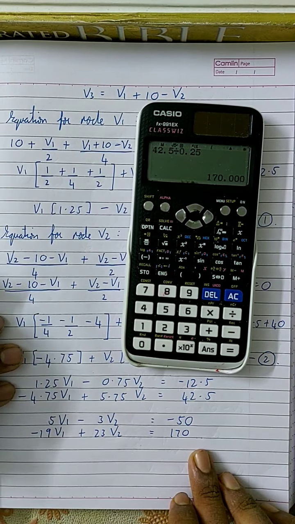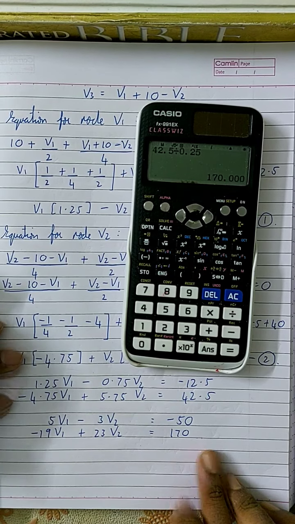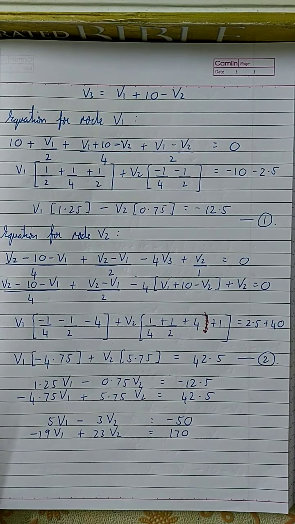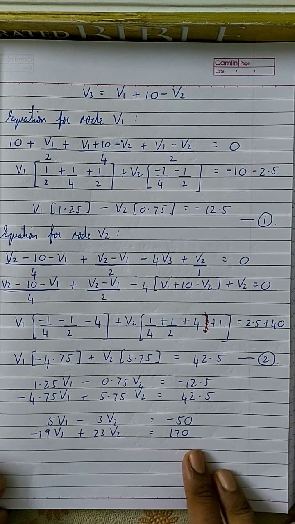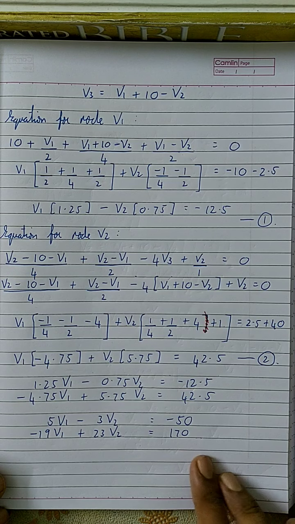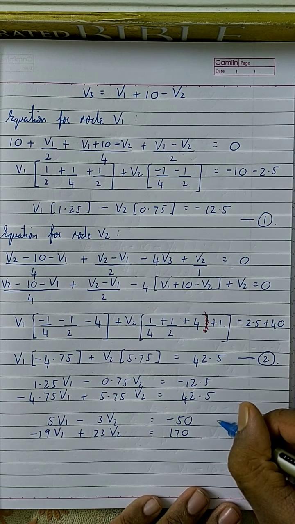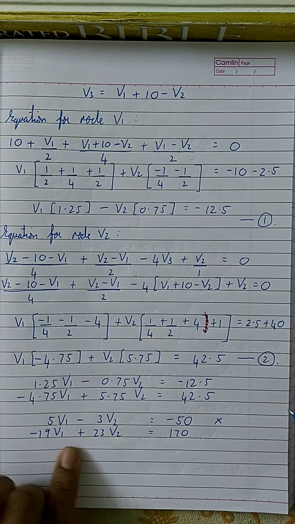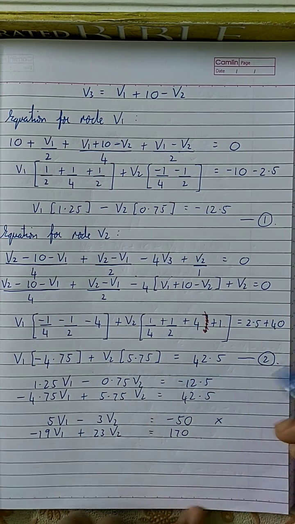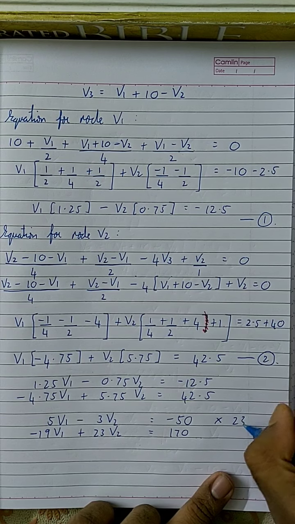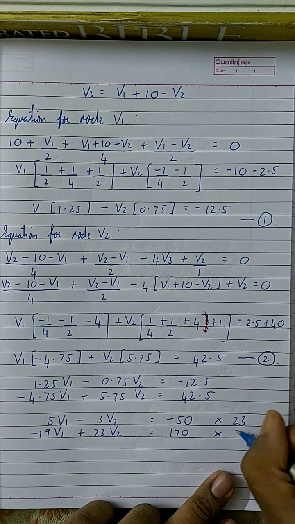I think this is much easier, right? Dividing it by this value is much easier. So now I think you can solve this using any technique you want. I will multiply this equation by 23 and I will multiply this equation by 3.